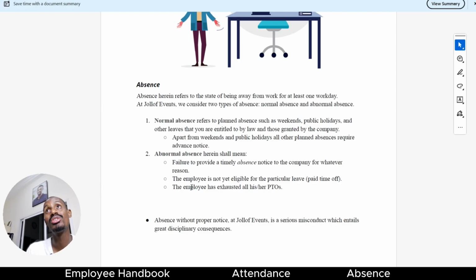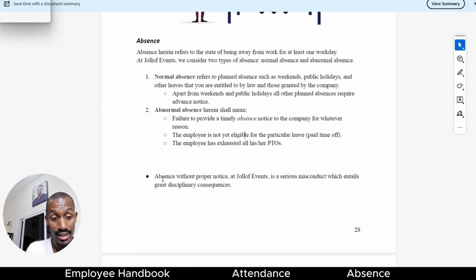Except otherwise, sometimes you might have an injury while at work. For that type of injury, the company will have to pay you. I think in the labor laws, all this is specified. If you want more information about this type of absence, everything is specified over there. Okay, I made the point here: absence without proper notice at Jollof events is a serious misconduct which entails great disciplinary consequences.